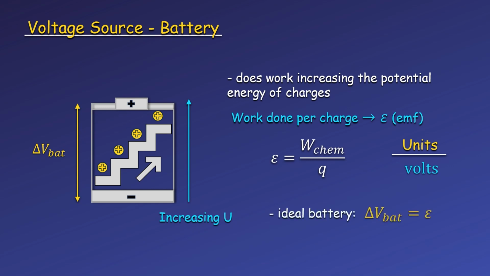An ideal battery will have a voltage or potential difference across its terminals that is equal to its EMF rating. This means that there is no loss in energy, and this will not be true while the charges are moving. But in most cases, the difference is small, so we often treat batteries as ideal. We'll look at how to treat non-ideal batteries later.